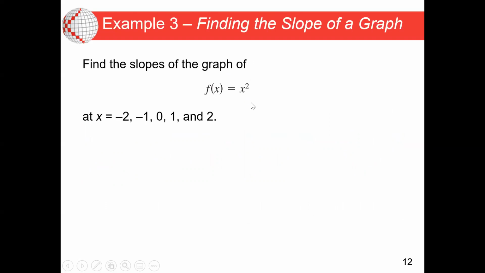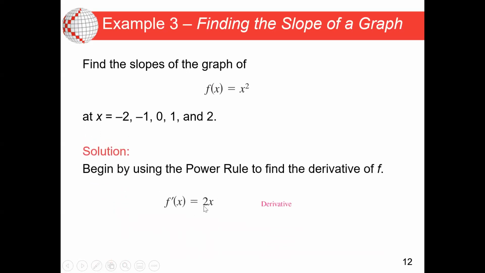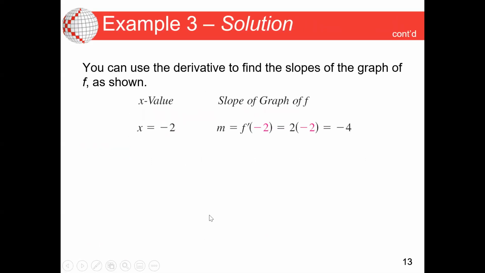Now, it will be very fast. We don't need to use the limit process. We just use, again, the power rule here. So the derivative of f at x will give me 2x. Derivative of f at x equal to x squared will be 2x. Now, I'm looking for the slope when x is negative 2, so we substitute the negative 2. So our slope will be negative 4.